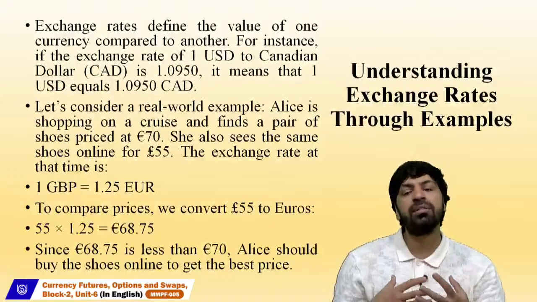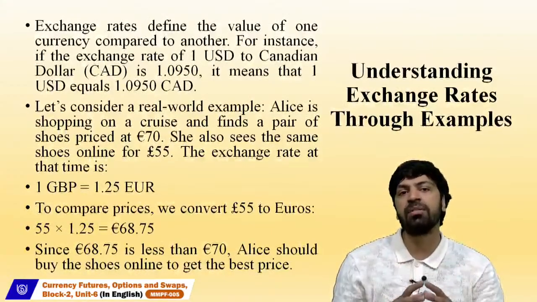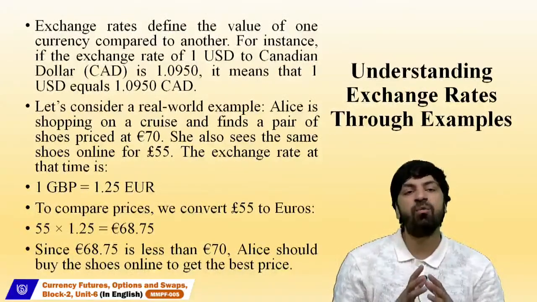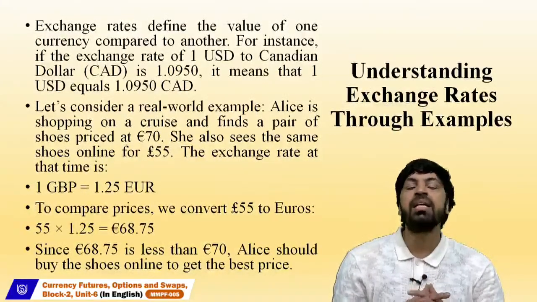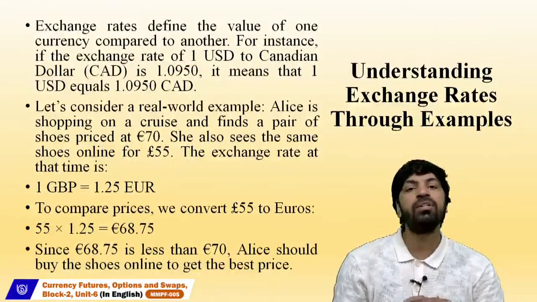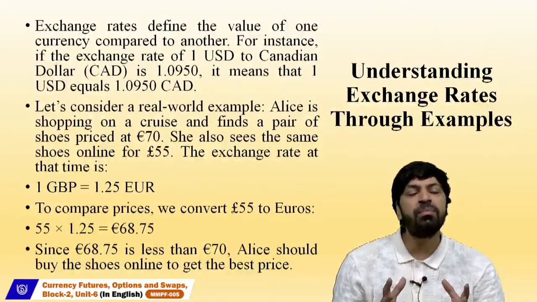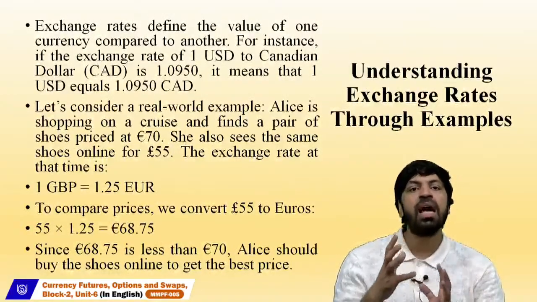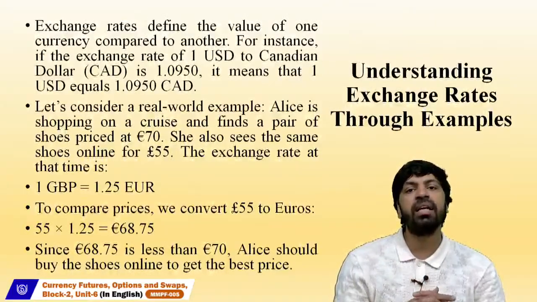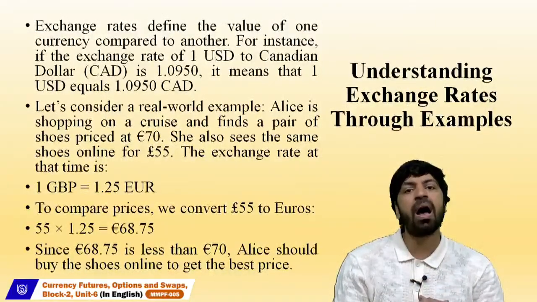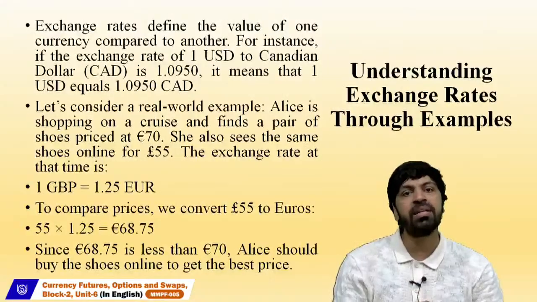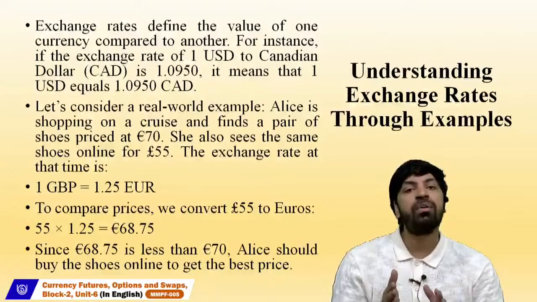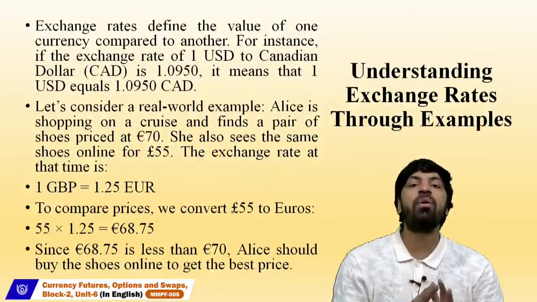Now there is a process of how the exchange rate goes on according to the time frame. So 1 GBP is equal to 1.25 euro. To compare the prices of the product in the two currencies, we convert the pound 55 to euro, that is 55 into 1.25, as 1 pound is equal to 1.25 euro.